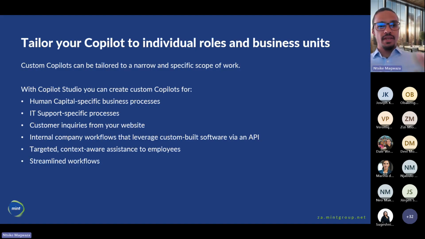So some of the benefits of being able to create a specialized Copilot, for example, you can tailor it and narrow it. So you can focus on a specific role, build it for a specific business unit according to what those users do on a day-to-day basis. So, for example, you could build a custom Copilot that works specifically with your human capital team or your people team to be able to handle those human capital specific business processes.